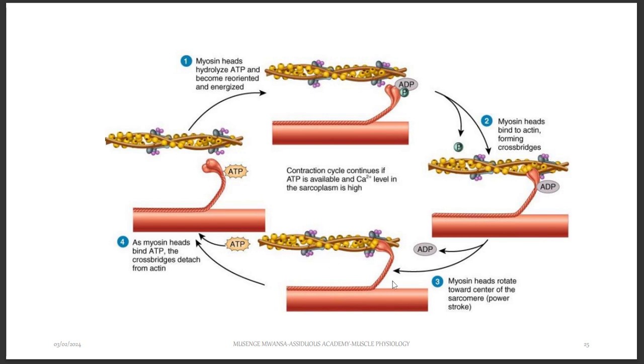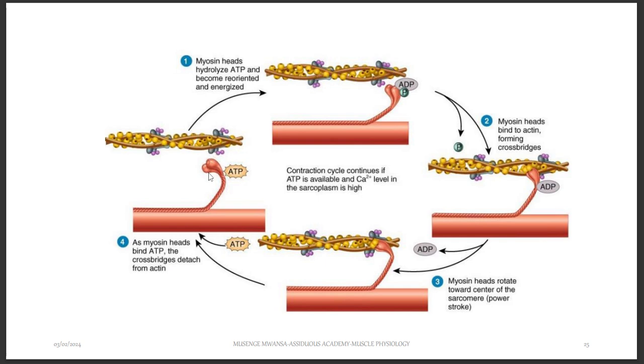And that is known as a power stroke. That pushing behind is known as a power stroke. When that happens, as myosin heads bind ATP, the myosin detaches from actin. So you need another ATP molecule for the detachment to happen.